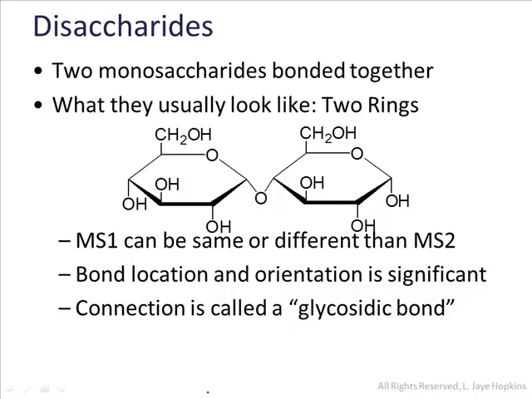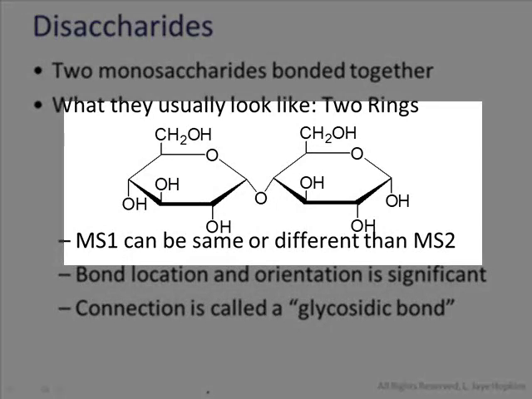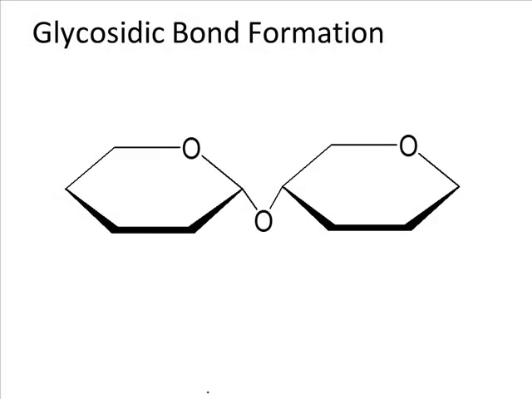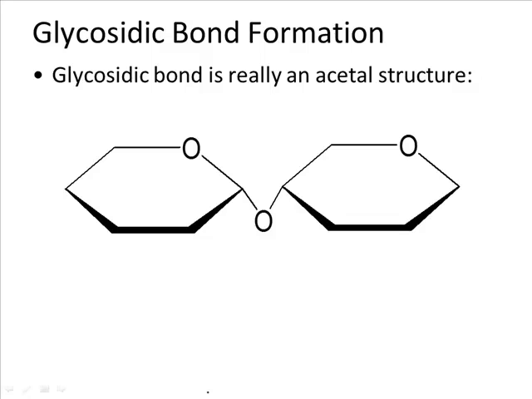However, this bond is actually a type of bond we've seen before. So what I'd like to do is imagine having just these two general structures without all of the additional details of the substituents. Let's talk about this glycosidic bond in more detail. What the glycosidic bond actually is, is essentially an acetal bond. So disaccharides are actually acetal molecules.